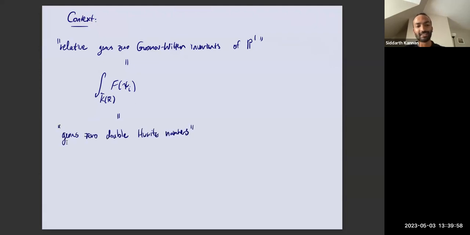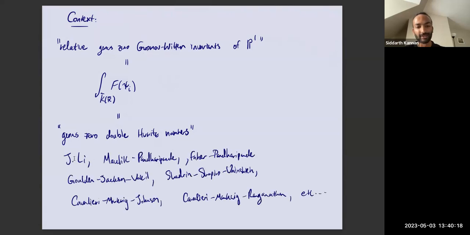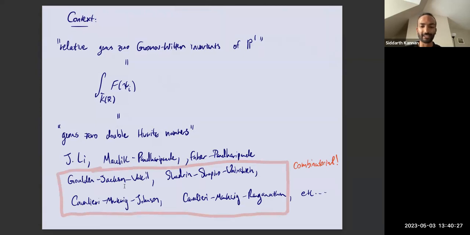And then there are also these things called genus zero double Hurwitz numbers, which are maybe more familiar combinatorially. They're counting maps from P1 to P1 with fixed ramification profiles over 0 and infinity, and simple ramification everywhere else. I wanted to list a bunch of papers and authors who've worked on this, and in particular highlight these 4 references for being very combinatorial.